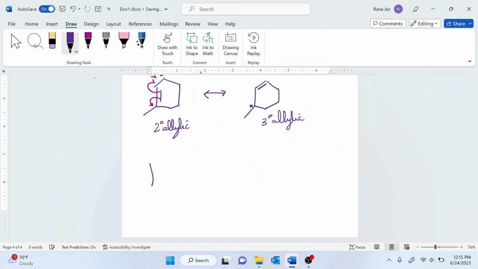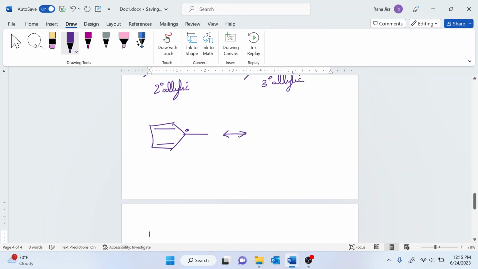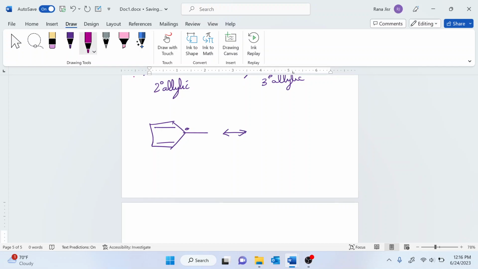Let's have another structure that has more double bonds and a free radical. The more double bonds you have in your structure, the more resonance structures that you are going to get. So we're going to always start our resonance from the free radical. And it's your choice to pick what side you want your free radical to move. It can move towards this side or it can move towards the other side. It doesn't matter. So I'm just going to go ahead and move it towards this side over here.